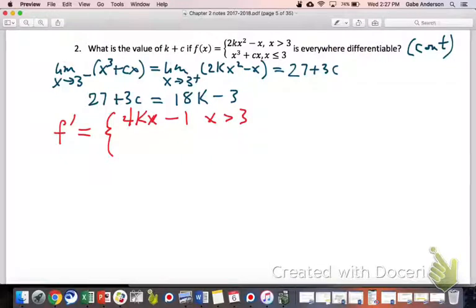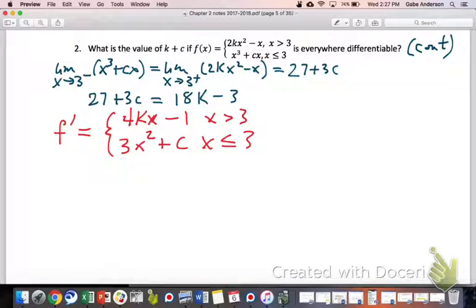And then how about the other piece, the derivative of x cubed? 3x squared. You guys got it. Nice work. And in this case, plus cx. What's the derivative of plus cx? Plus c, because the c is a constant. So the derivative of cx would have to be plus c. That's for x less than or equal to 3. Okay, so essentially for a function to be differentiable, we want the derivative from the left and the derivative from the right to be the same.